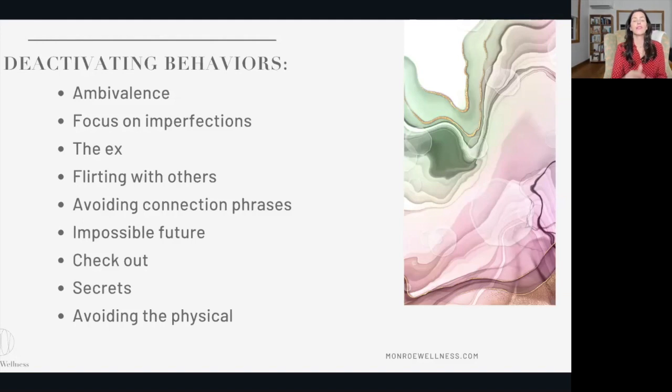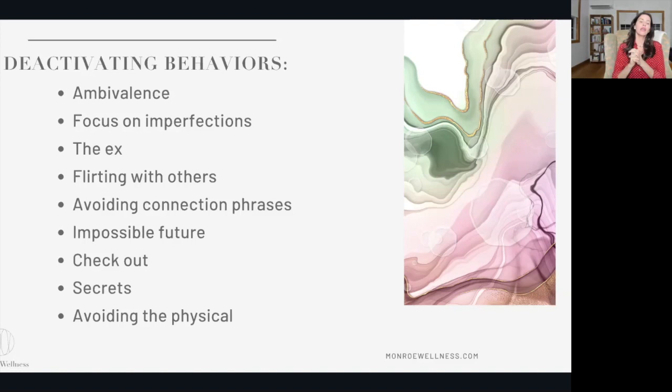So these are what attachment science calls deactivating behaviors. By the way, PSA about the deactivating behaviors: anxiously attached people also sometimes use these behaviors in order to leave the relationship. We'll go through them, but sometimes it's for self-preservation that anxiously attached people will go into these deactivating behaviors in order to not feel like they're going to run back into the avoidant's arms.